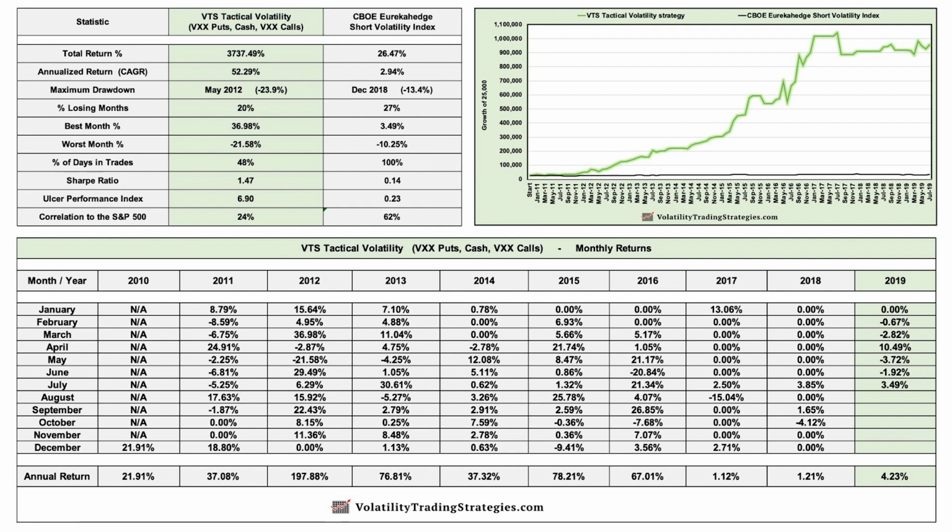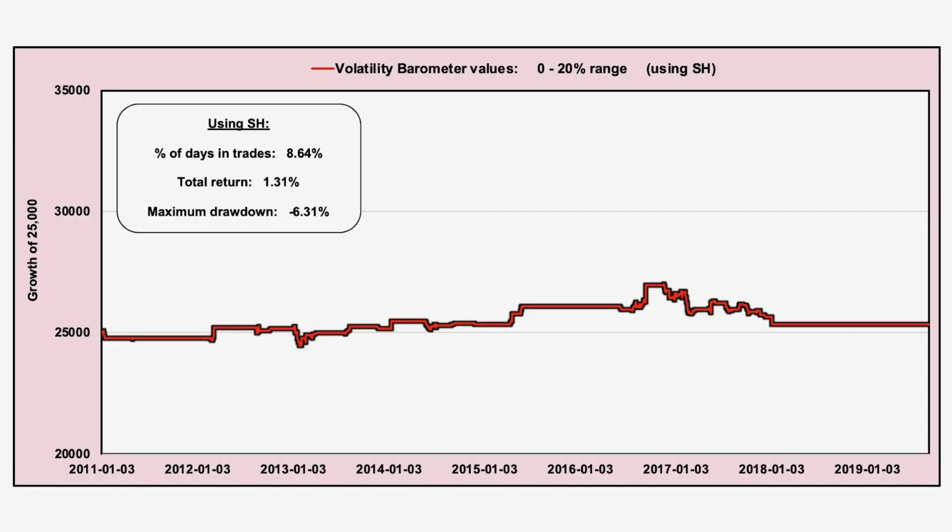So while it is different than the VB threshold, the tactical volatility strategy also doesn't take short volatility positions when market volatility is in its lowest range. It's not a good risk-reward trade-off. But now let's check out some of those contrarian plays.